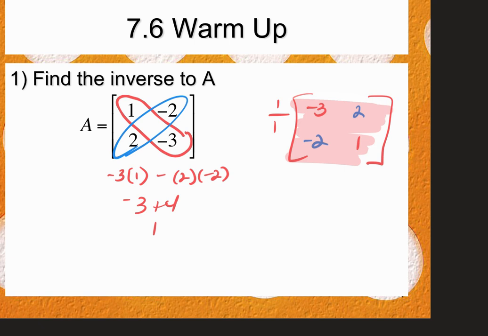Should you have time at the end, remember that you can check these. If you do A times B, you should get 1, 0, 0, 1, or B times A, you should get 1, 0, 0, 1. They may not be that pretty of numbers, so it might be a little harder to do that because you're going to get fractions. But if you do have it, it might be easy to do.